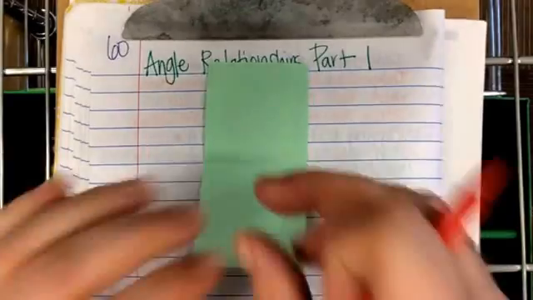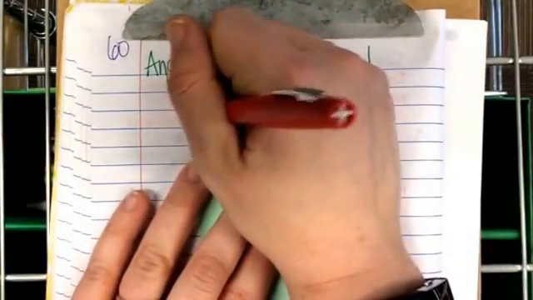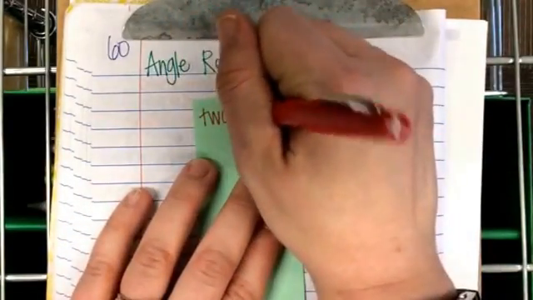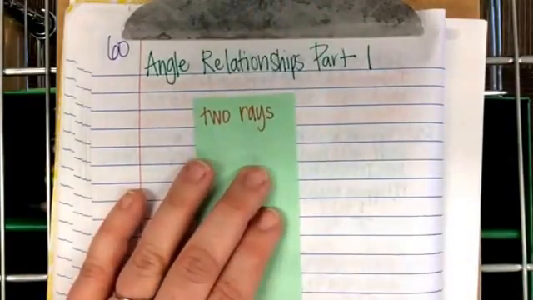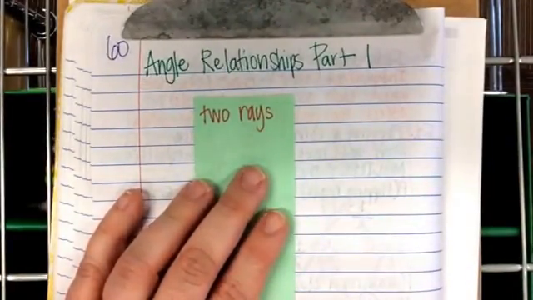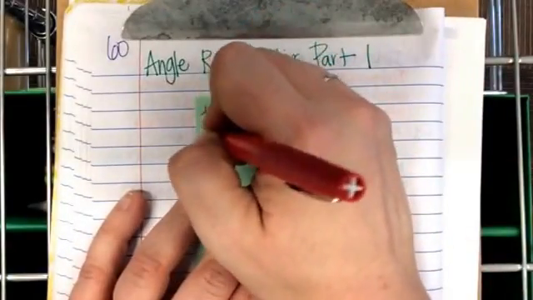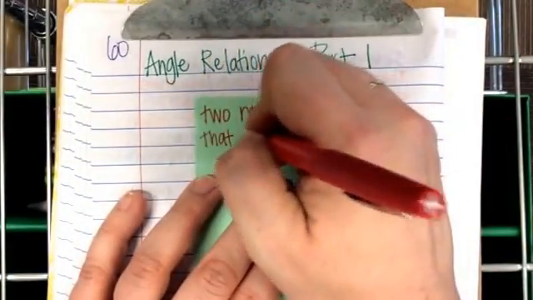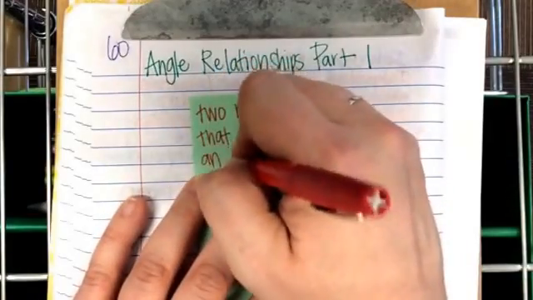The definition of an angle. Two rays. Do you remember rays? We talked about it in bell work. Two rays that share an endpoint.